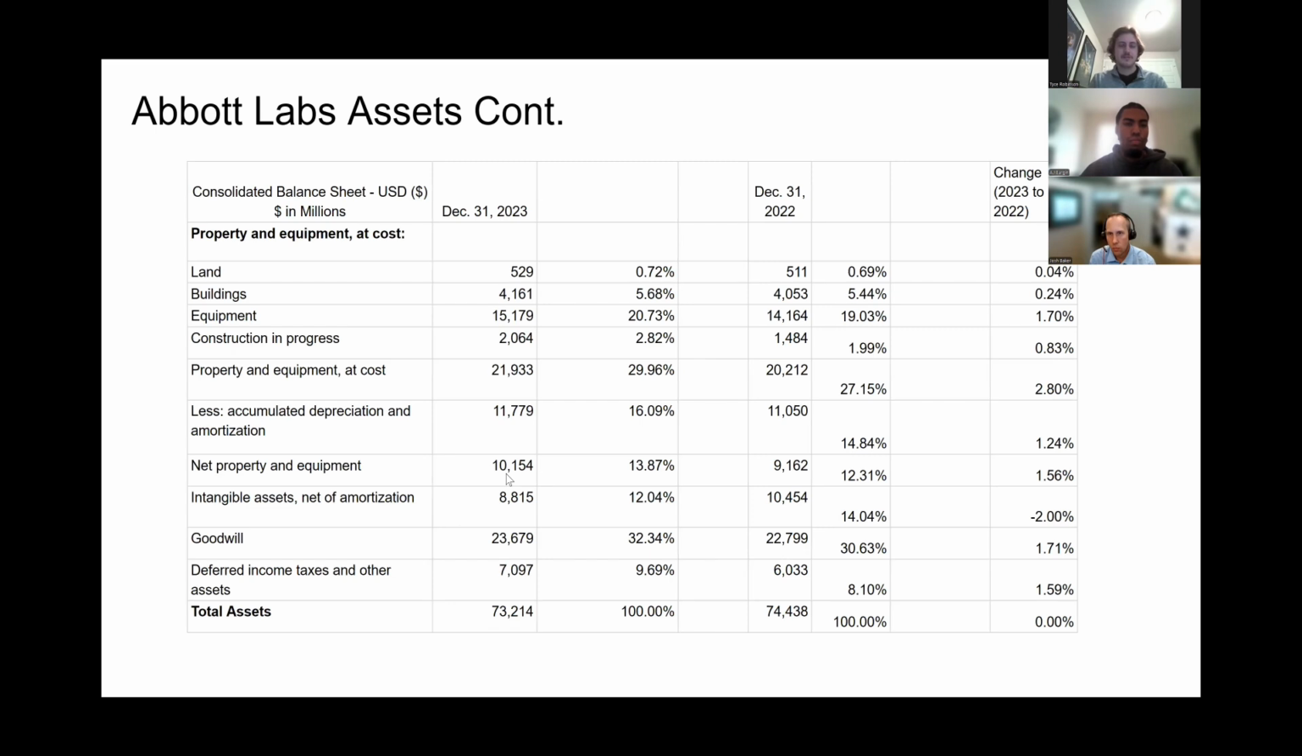So this part was what was most interesting to me. They were really descriptive in their property and equipment at cost. In 2023, Abbott acquired two major firms. One was Bigfoot, which helps develop diabetes management. They purchased that, and they also made an acquisition of CSI. So if you can see, their total assets went down, especially their cash on the previous slide.